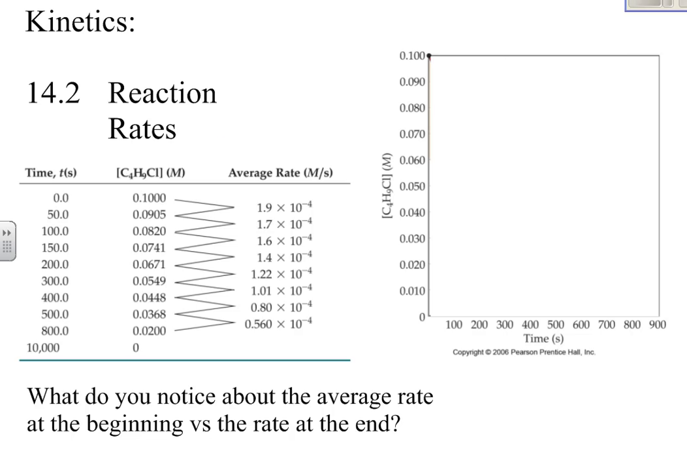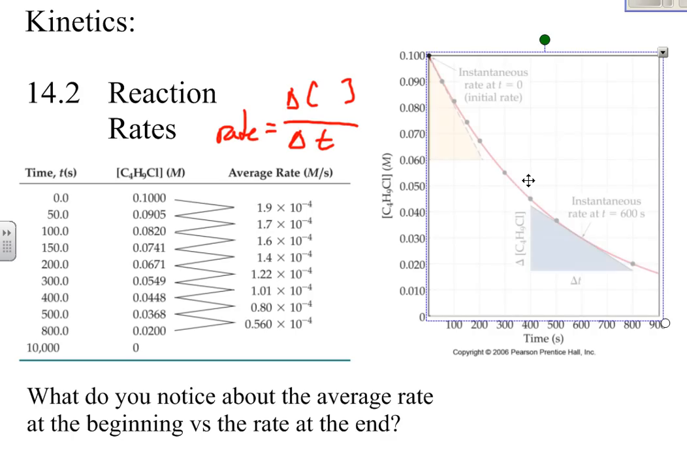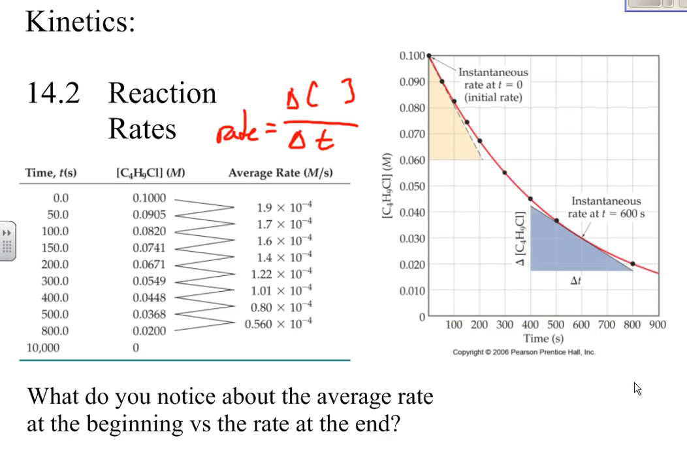So again, the way we determined this was rate equals the change in concentration, in this case the butyl chloride, divided by the change in time. And so that's how we got those values. Now if we take the concentration in time and we plot that, we get a graph that looks something like this.